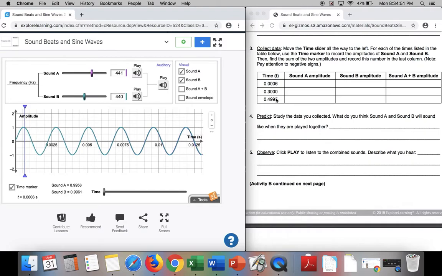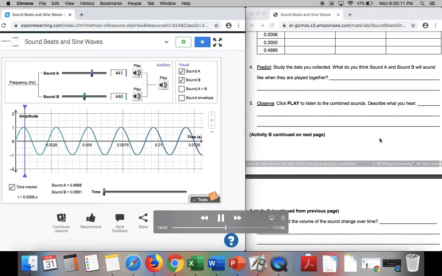After you get done, you can go back and check yourself by clicking this sound A plus B, and it will give you what the amplitude should be. But don't do that before. Go ahead and do that basic math and figure it out for yourself, and then go back and use that to help check it. Number four, I want you to make a prediction.